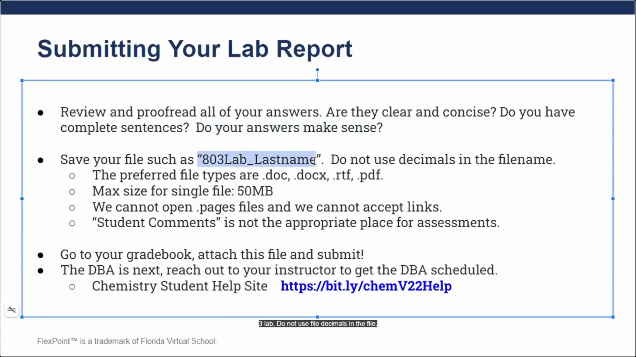Name it whatever you want to name it. An example is 803 lab. Do not use decimals in the file name. Make sure it's in a proper format and size. Mac users, please remember we cannot open Pages, and Google users, we cannot use or accept links. You must download and attach a file. We always need the hard copy of your file, and student comments is just for comments, not academic work. Go to your gradebook, file, submit, add the DBA.